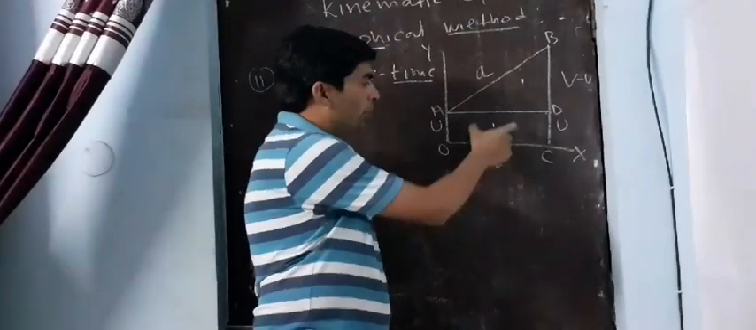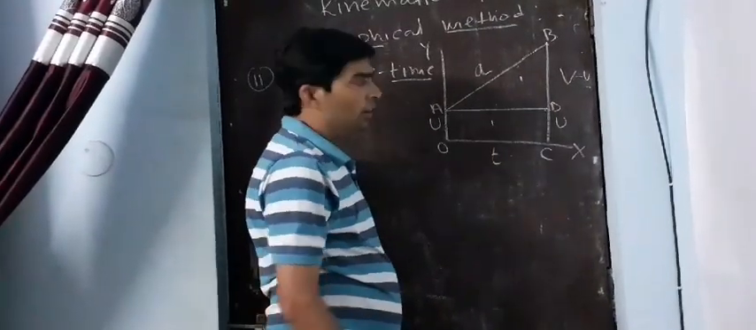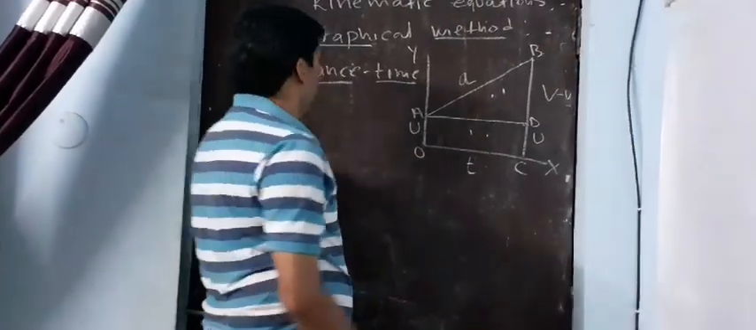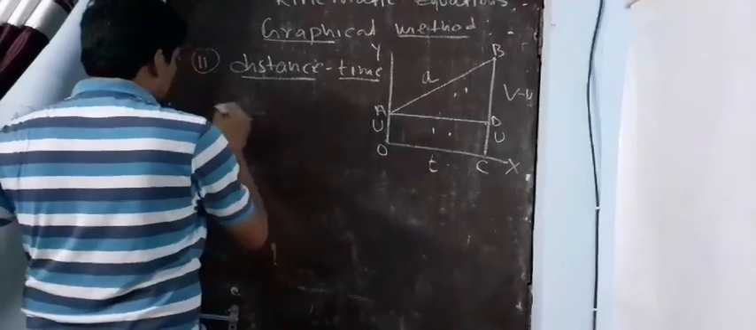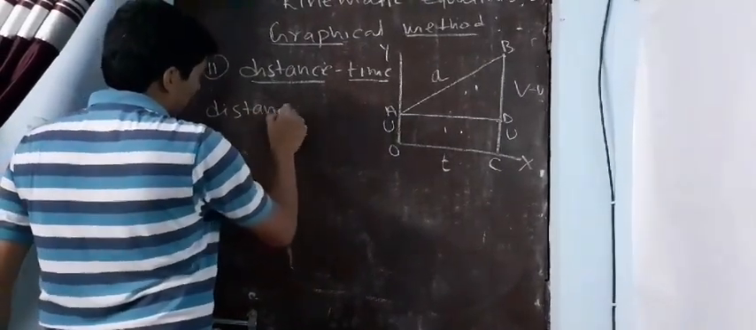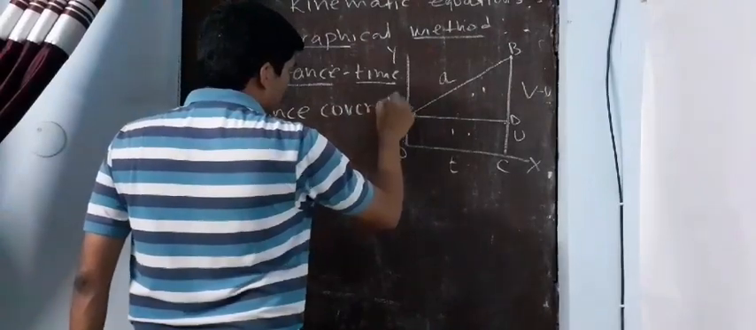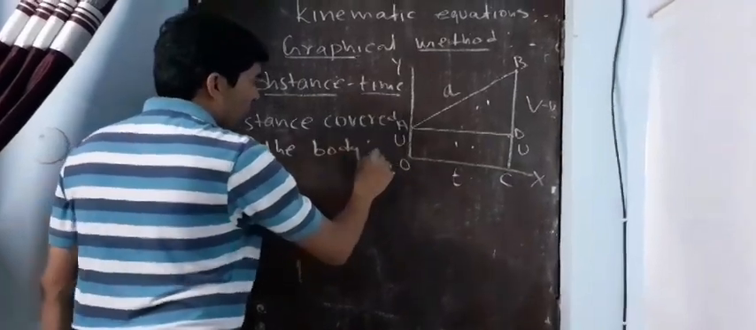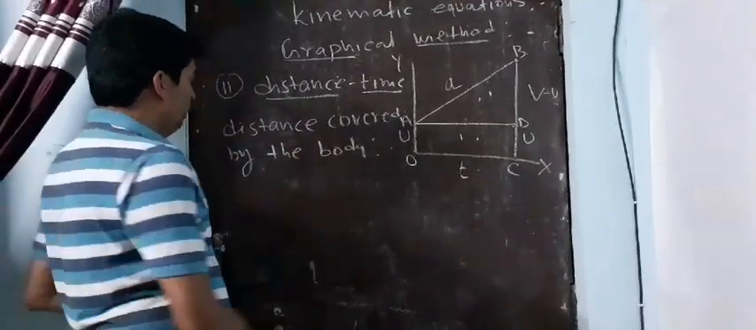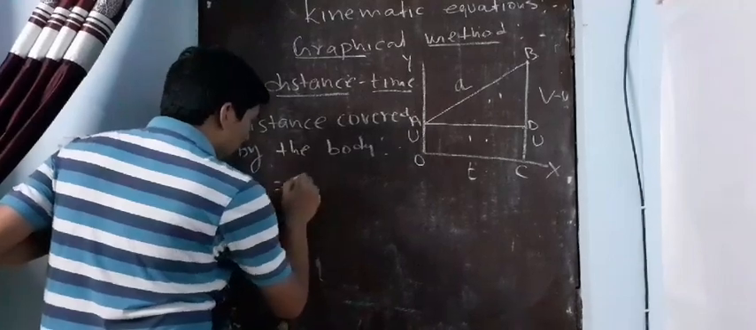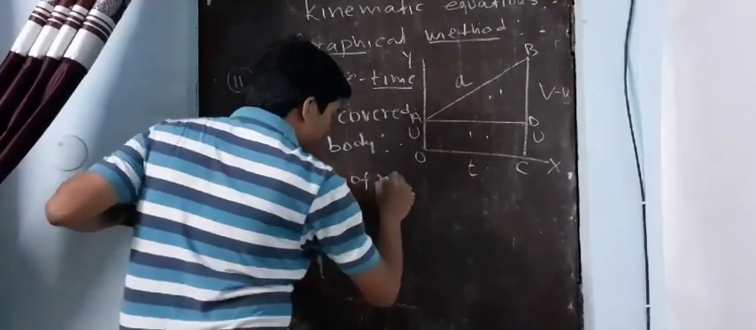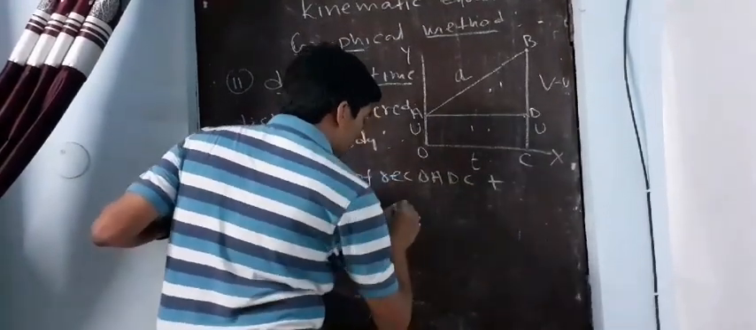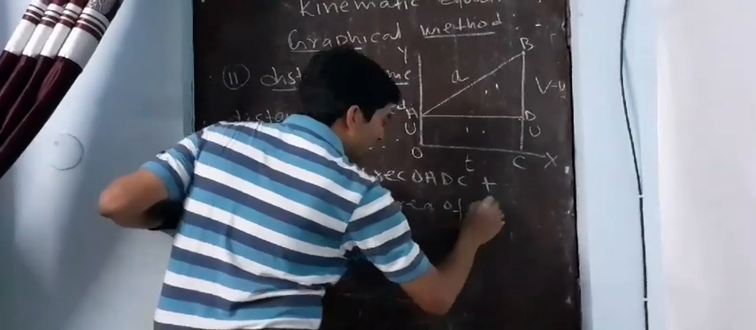Now we have two types of shape: one is a rectangle, another is a triangle. So the distance will be the sum of the areas of these two. Here we'll write the distance covered by the body. I think things are visible to you. So the distance covered will be the area of rectangle OABC plus the area of triangle BAD.